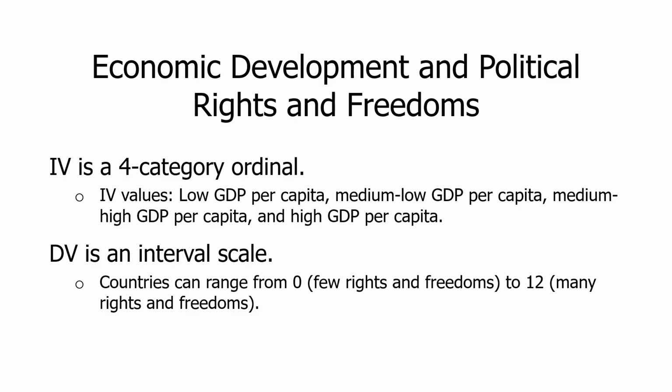The dependent variable is an interval-level scale. It's a scale that measures political rights and freedoms on a scale of 0 to 12. Countries can range from 0, very few rights and freedoms, to 12. So what a mean comparison analysis will do is take that group of low GDP per capita countries, add up all their political rights and freedoms scale scores and divide by the number of low GDP countries and produce a mean value. It'll do that for each value of the independent variable.